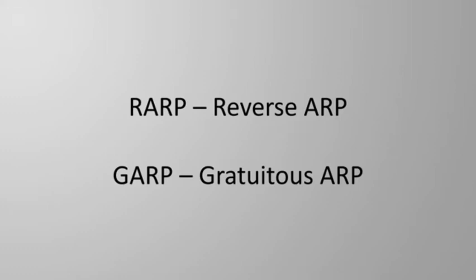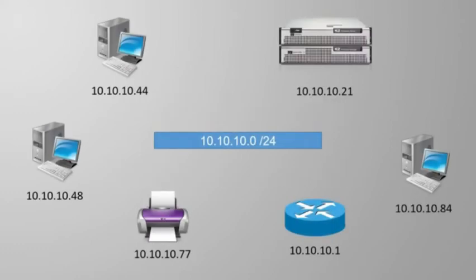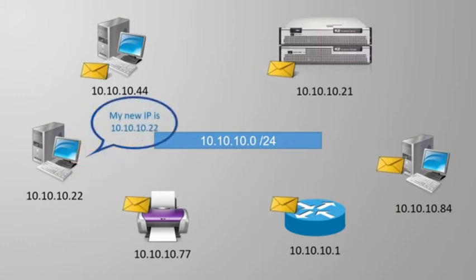The really cool one is GARP, or gratuitous ARP. Remember how I said before that IP addresses can change? Ideally, we don't want to wait for the ARP cache entries to expire before we learn about these changes. So if a device has good manners, it will send a GARP message when it's changing its IP. This is its way of announcing its new MAC to IP mapping to everything on the local network.